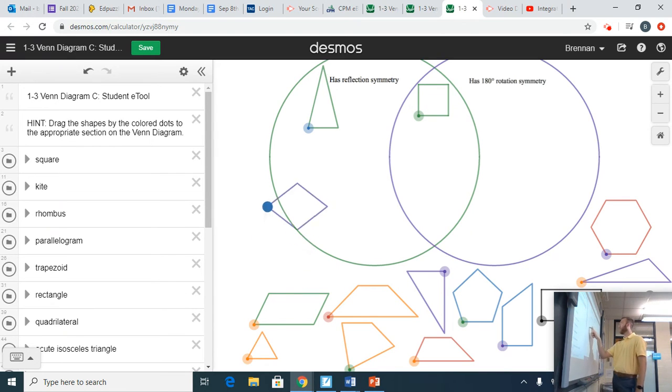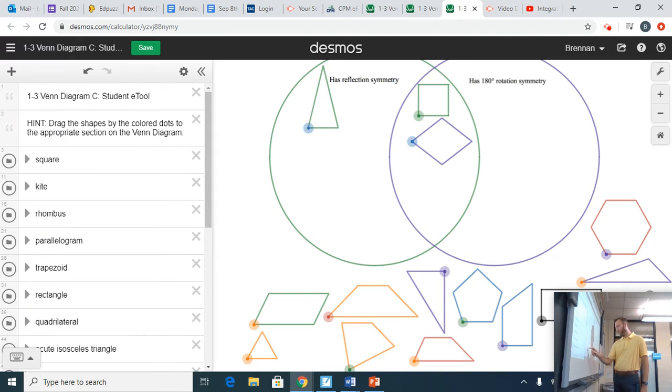The rhombus has both. We can slice it down vertically or horizontally, and that's our reflection symmetry. And then if we rotate it 180 degrees, flip it around, it looks like itself.